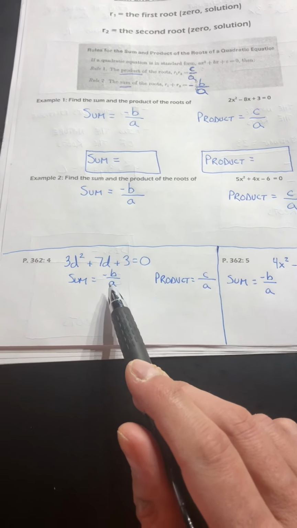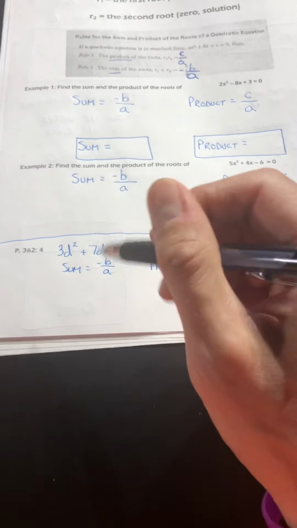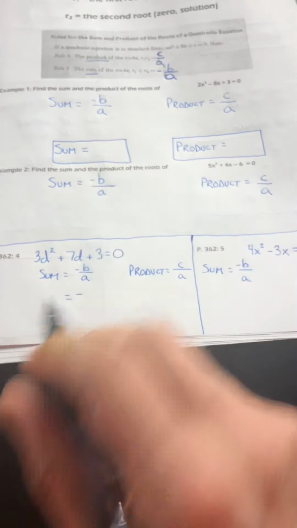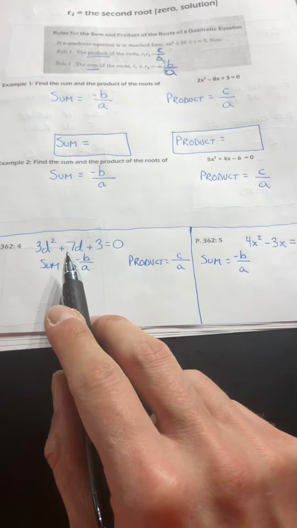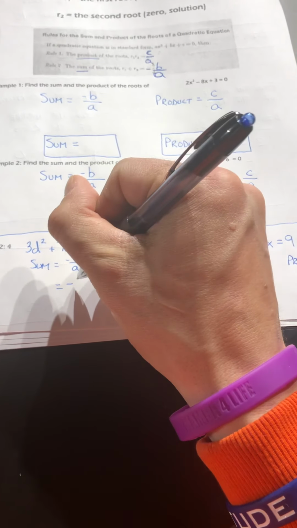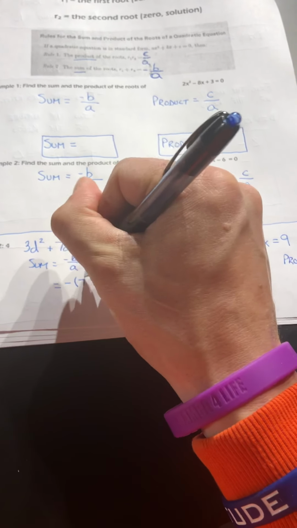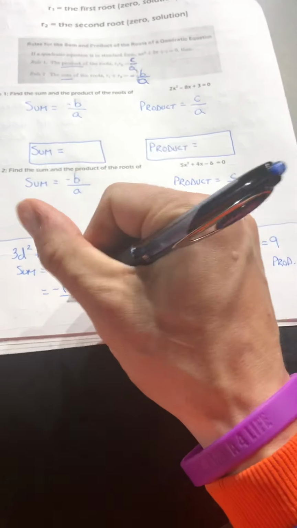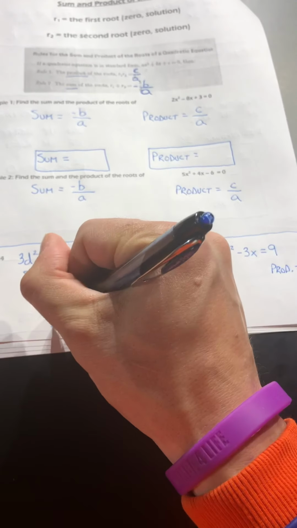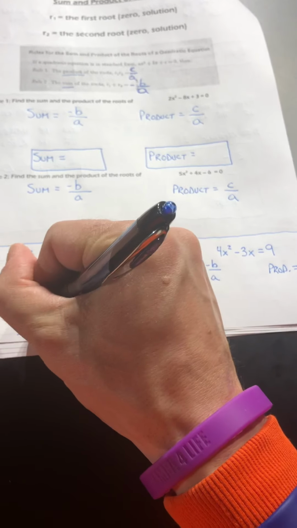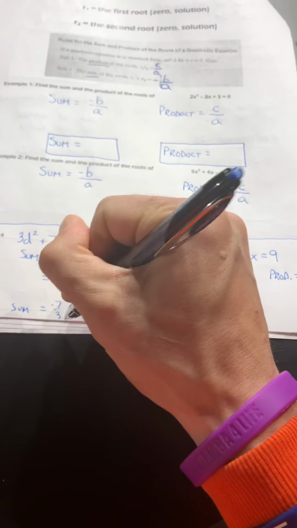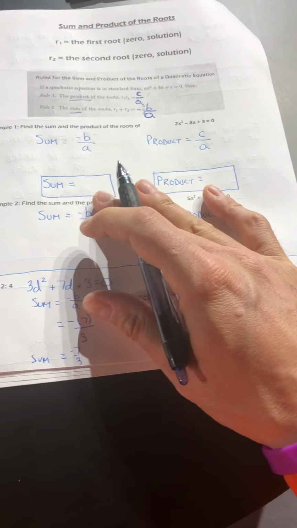As we know from working with the quadratic formula, to find the sum, negative b over a, my b value in this equation when set equal to 0 is 7, so negative 7. My a value is 3. So my sum for this would just be negative 7 over 3. And that's the first answer for this one.